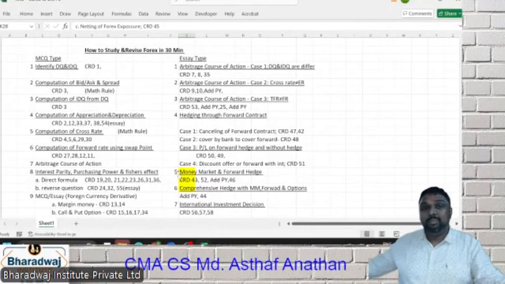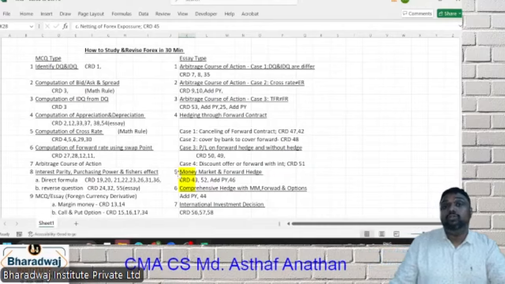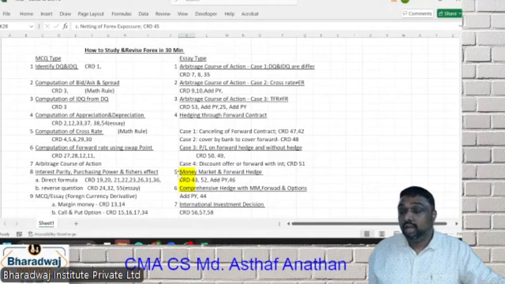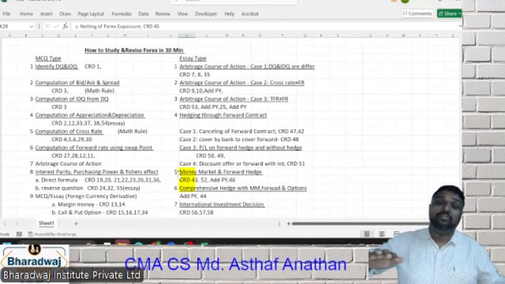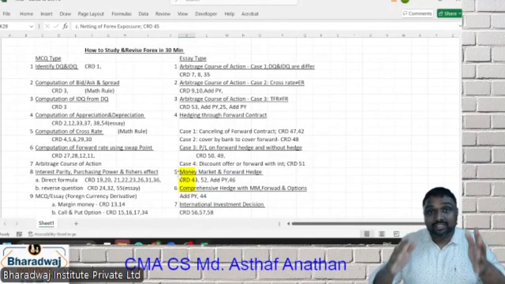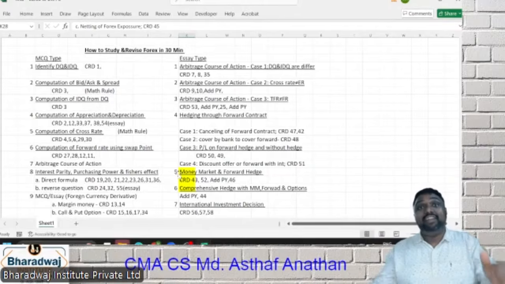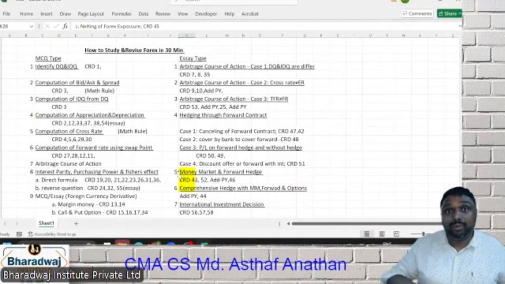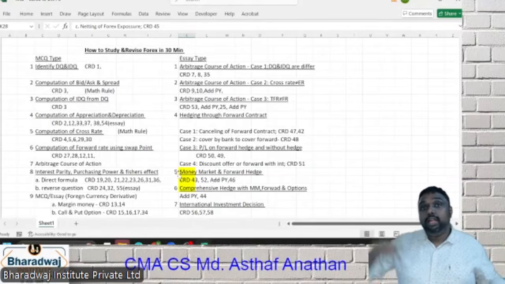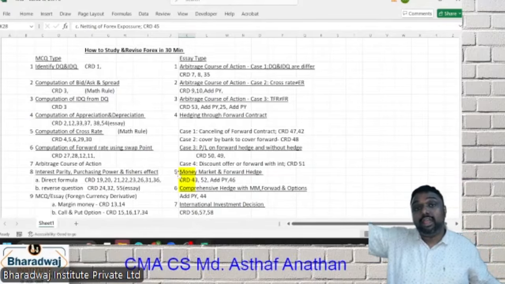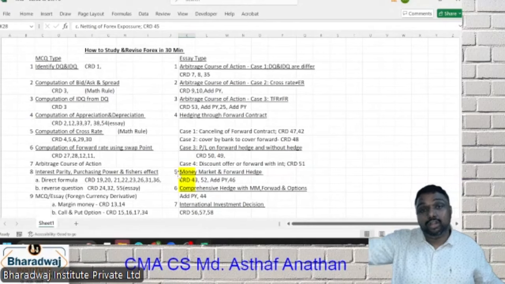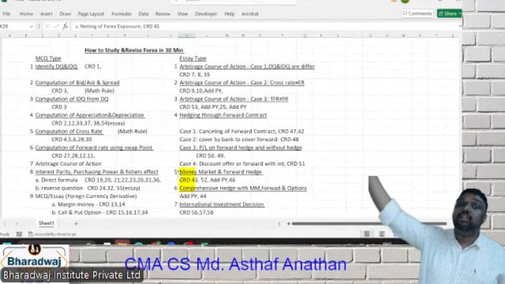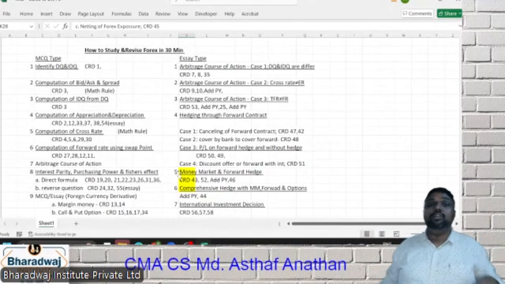Then arbitrage: in this MQP, they gave a clue on theoretical forward rate, so that also we have revised. We discussed how to approach when theoretical forward rate is less than, and greater than. If theoretical forward rate is greater than, money will flow into home currency. What is the step for that? You will borrow from the foreign country, convert into home currency, and deposit here. On maturity, you will realize the deposit with interest and convert into foreign currency, and the difference will be your gain or loss.